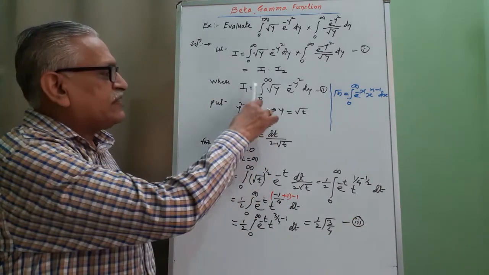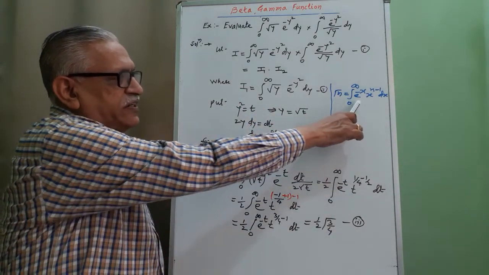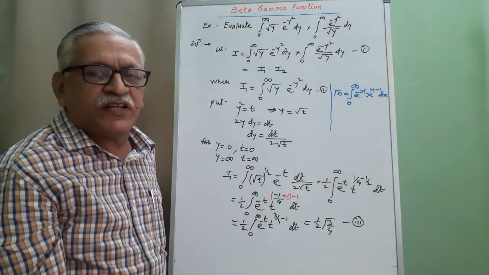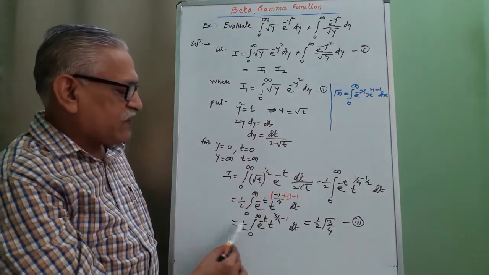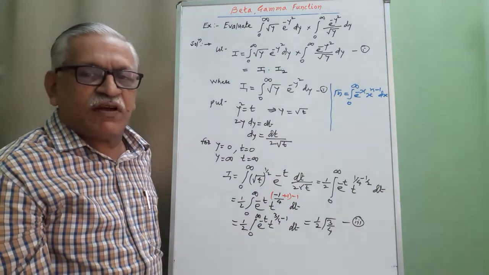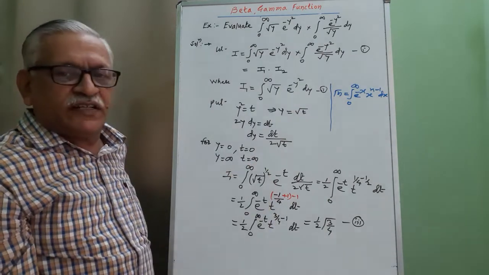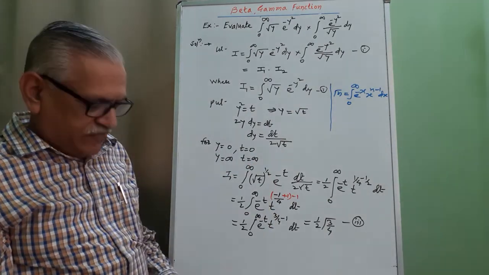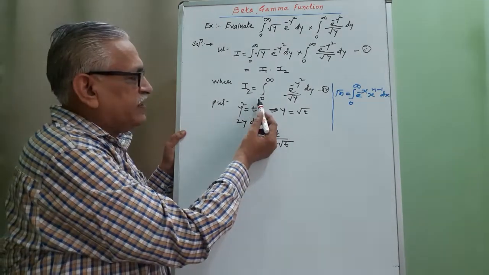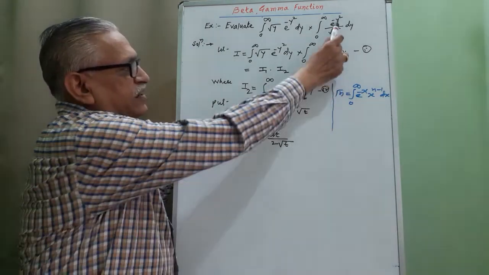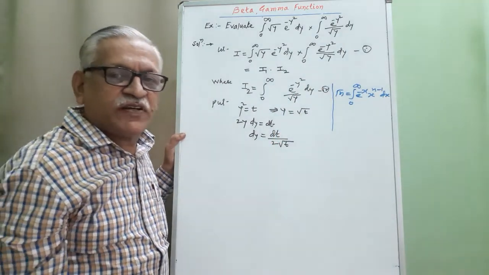This is the value of that first integral I1, obtained by converting it into the form of the definition of the gamma function. By using this substitution, we get that value as 1 by 2 gamma 3 by 4. Similarly, we try to find out the value of the second integral with the same substitution. We consider the second integral as I2, integration from 0 to infinity e raised to minus y square divided by root y, with respect to y.